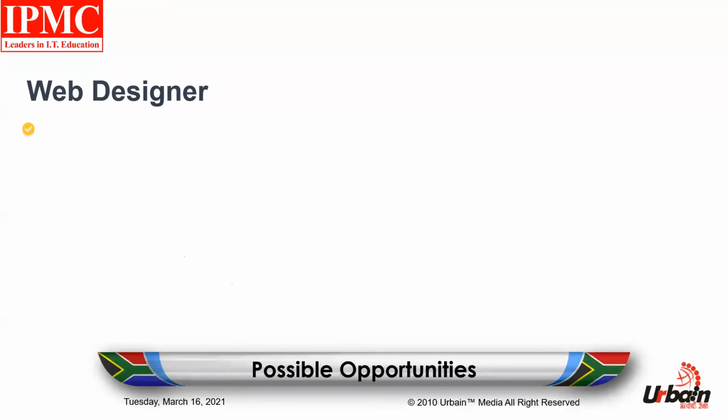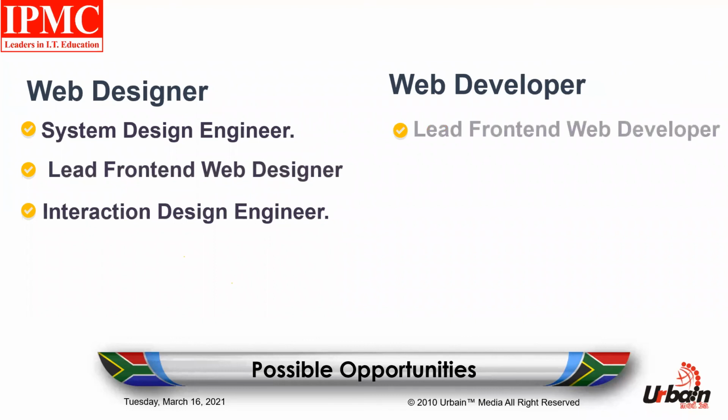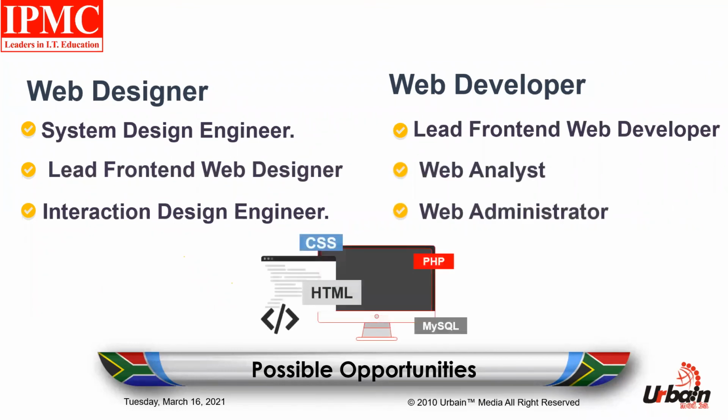And to end it, this is some of the things that you can become. Like I said, you can become a web designer only, meaning that you can become a system designer engineer, lead front-end web developer. We can create what we call an interactive design engineer. This is what you can become as a web designer. As a web developer, you can be lead front-end web developer, web analyst, and you can become a web administrator. These are things that you can become. But if you have all these together, remember we say that you become what we call a full stack developer.